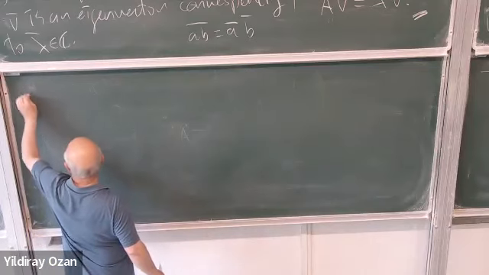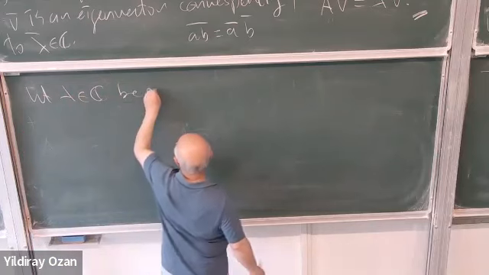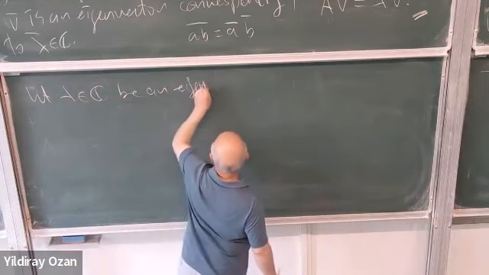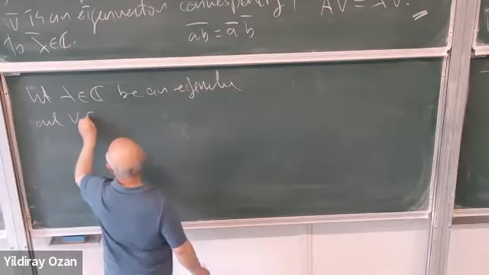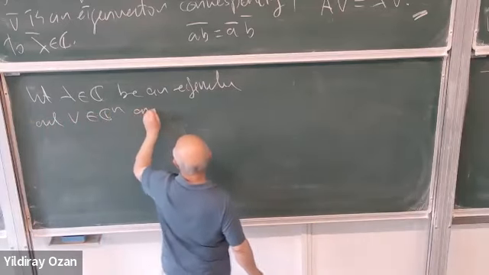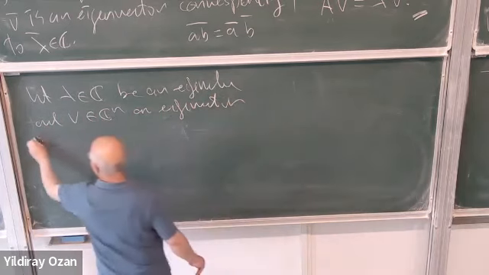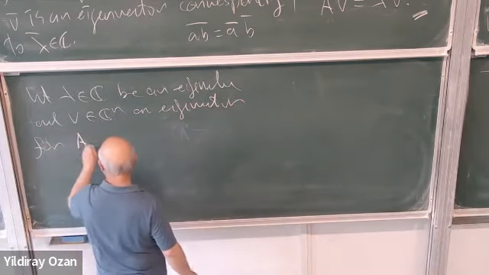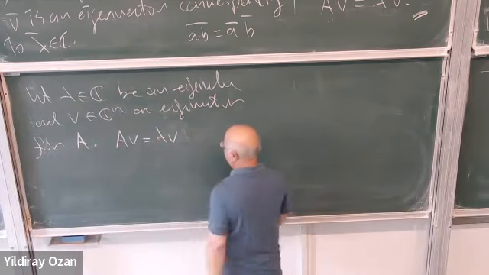Okay, so let lambda be an eigenvalue and B be an eigenvector for A. So A times B is lambda times B.